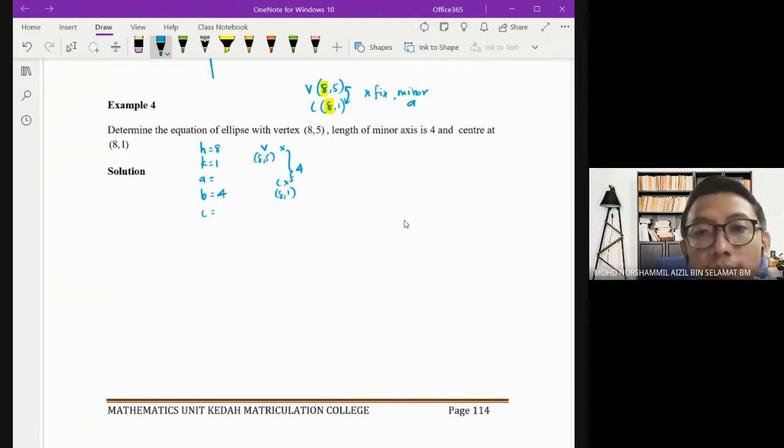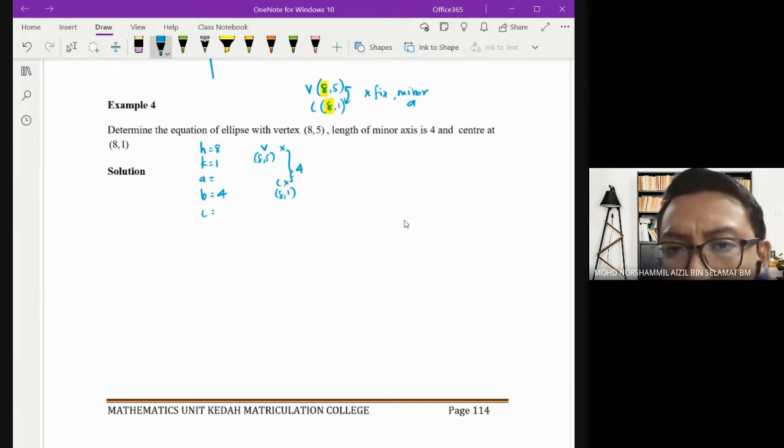Dia confirm it will be for B lah. Okay. Always going to be for B because vertical always for B. A for horizontal. Okay. So C pula in between foci and center. Vertex dengan center sentiasa B. So B dia dapat 4.